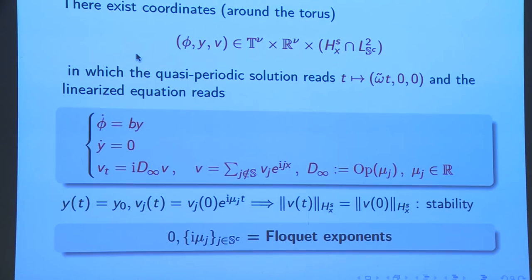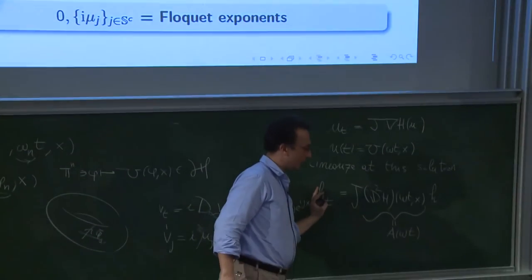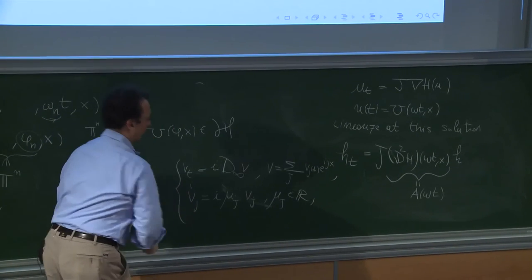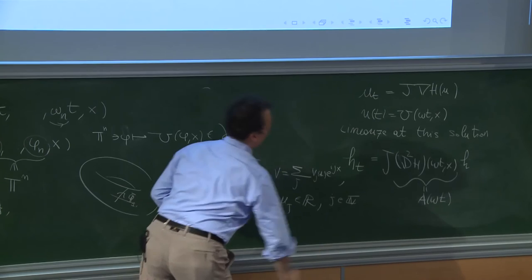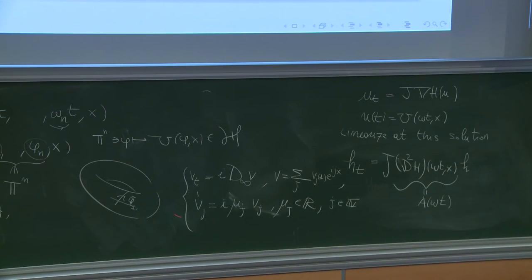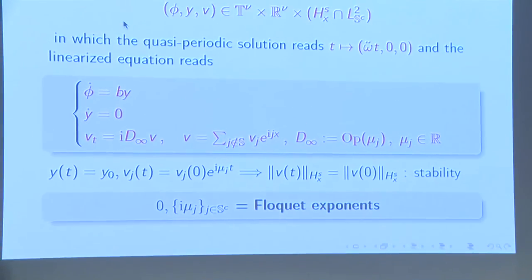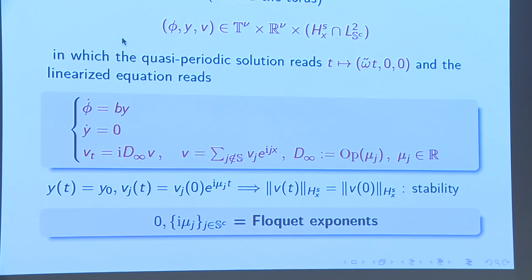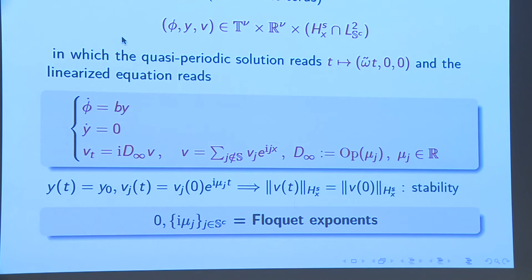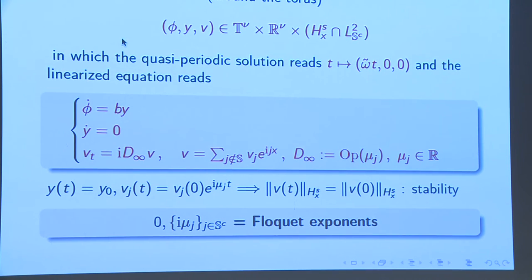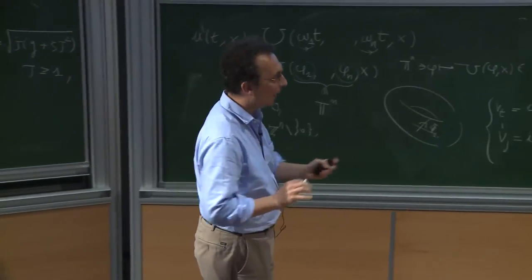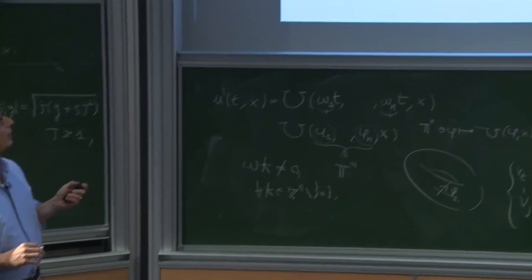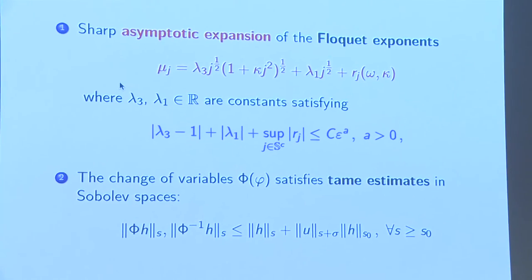So, because this complicated PDE, the linearized equation at this solution, has been conjugated to this constant coefficient PDE, this set of infinitely many decoupled harmonic oscillators, with mu j real valued, then, for example, one has stability: the Sobolev norm of this system does not increase. Zero and i mu j are what are called in dynamical systems the Floquet exponents of the solution. Of course, if I know them, then I completely control everything about the dynamics nearby. And in fact, the method provides an asymptotic expansion of these Floquet exponents.